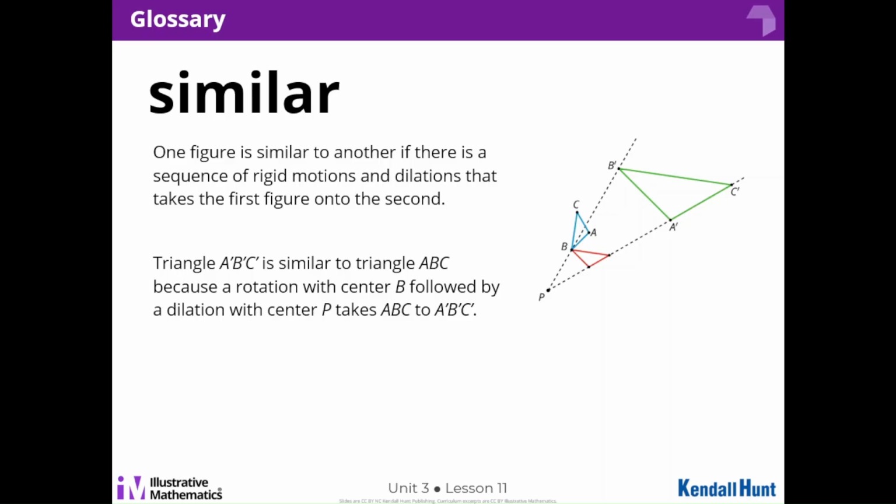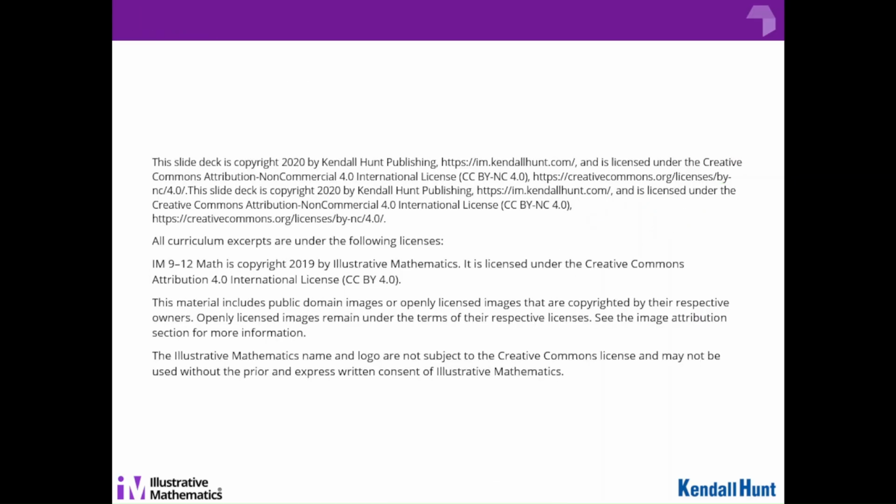In other words, the blue triangle is the original. We rotate around point B until we create the red triangle. From there, we dilate using point P as the center, and we turn the red triangle into the green triangle. Notice that the angles stay the same, but the side lengths are growing proportionally. That's what makes them similar. Now that we're done with the introduction, let's go ahead and take a look at the practice problems.